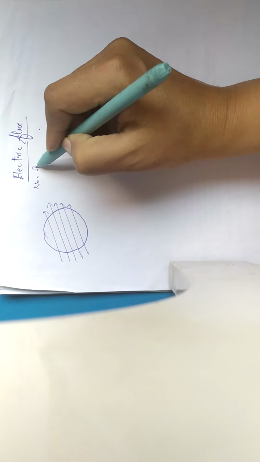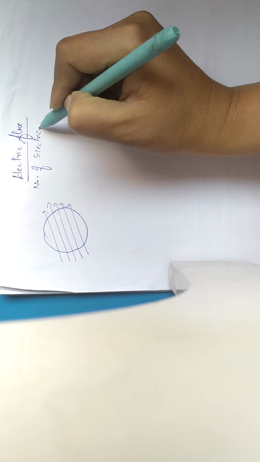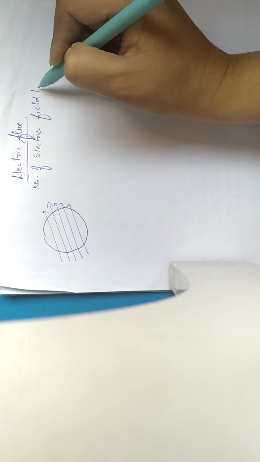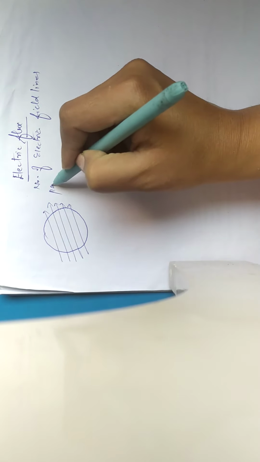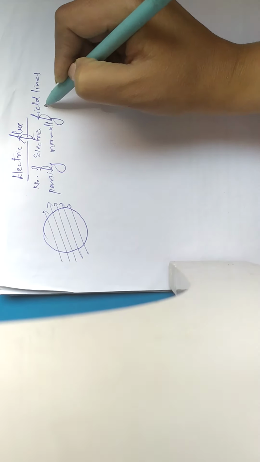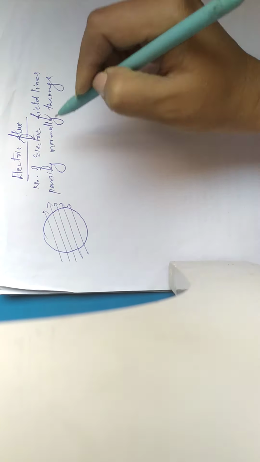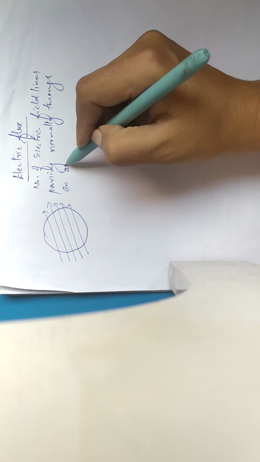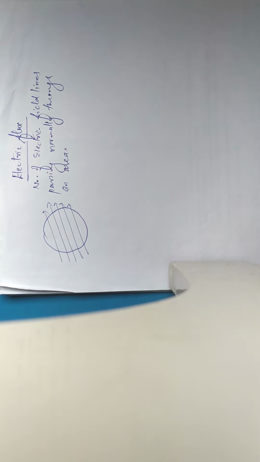Number of electric field lines passing normally through an area. That is called electric flux.